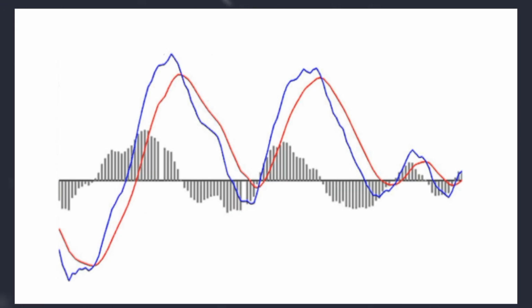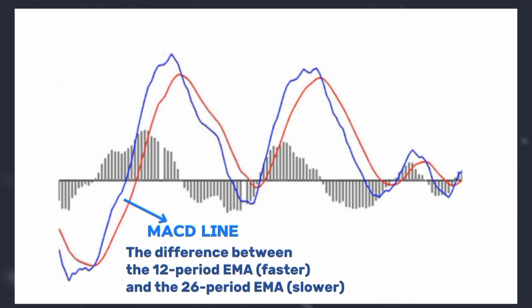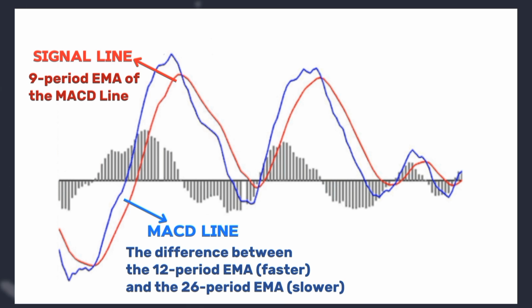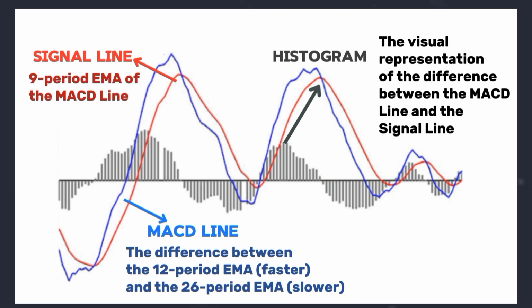MACD consists of three main components. MACD line: the difference between the 12-period EMA, faster, and the 26-period EMA, slower. Signal line: a 9-period EMA of the MACD line. Histogram: the visual representation of the difference between the MACD line and the signal line.